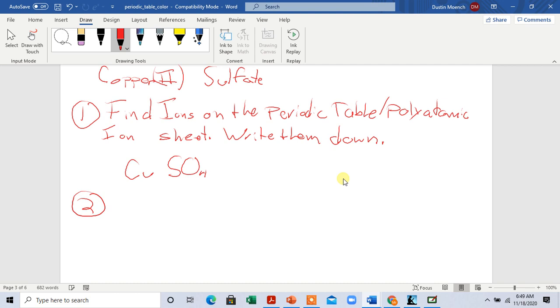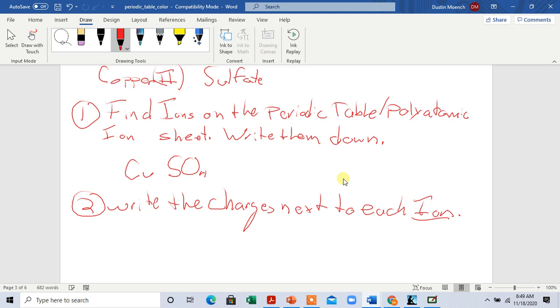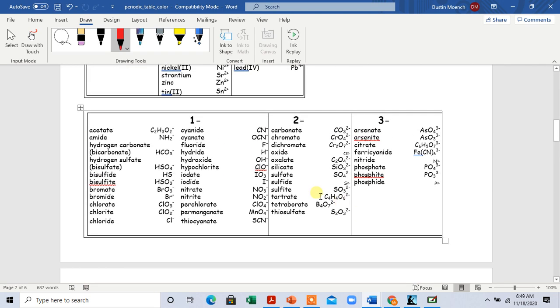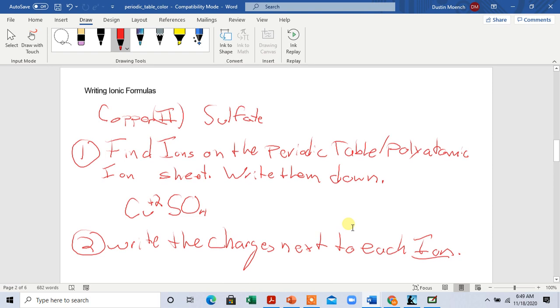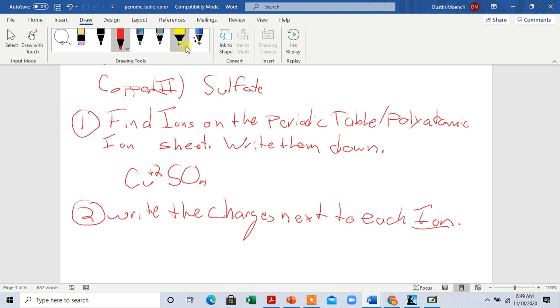Number 2, I'm going to write the charges next to each ion. So we know from the name copper-2 that copper is a +2 since our metals are always going to be the positive ones. And we can go back to our polyatomic ion sheet, find sulfate, and see that it's a -2. There we go.